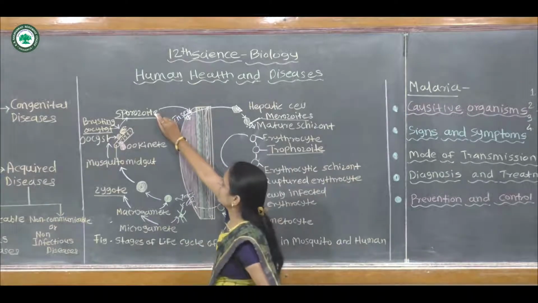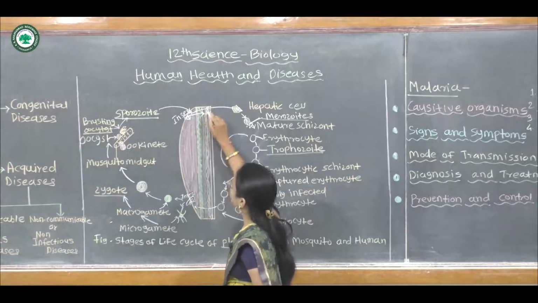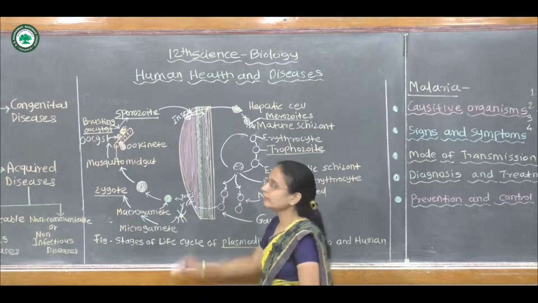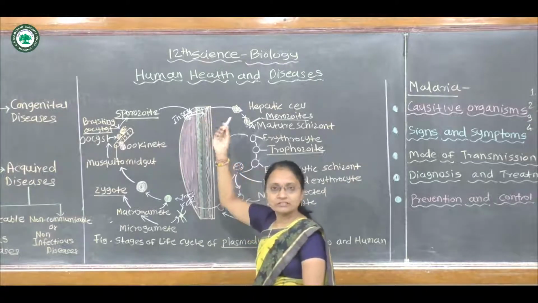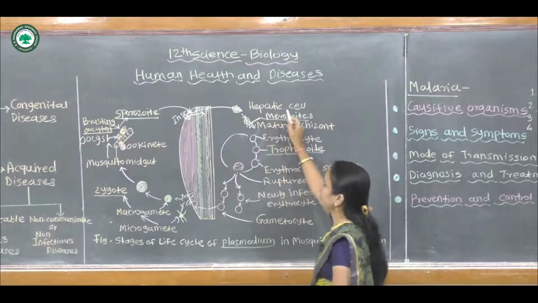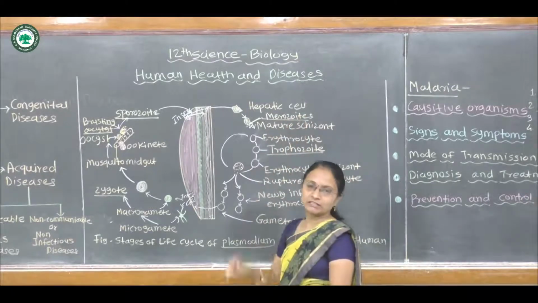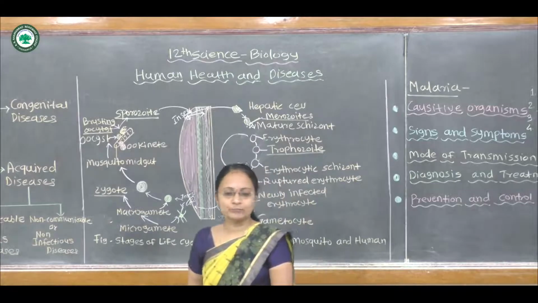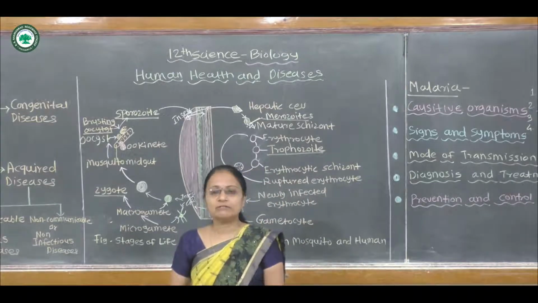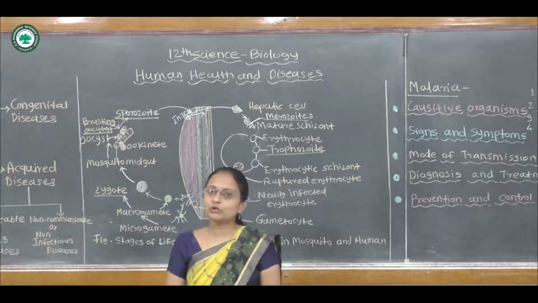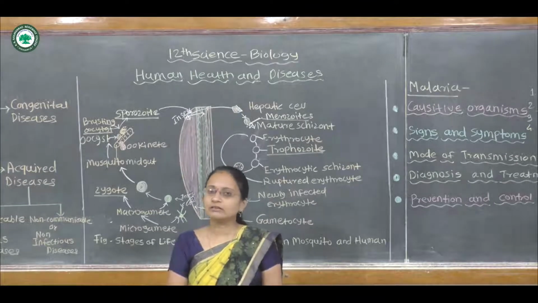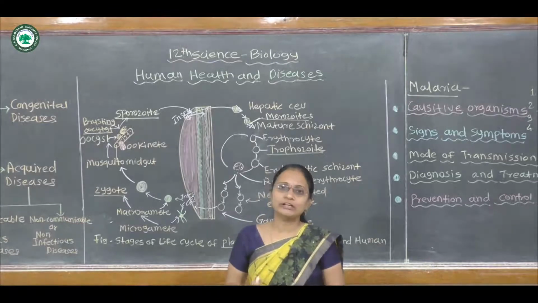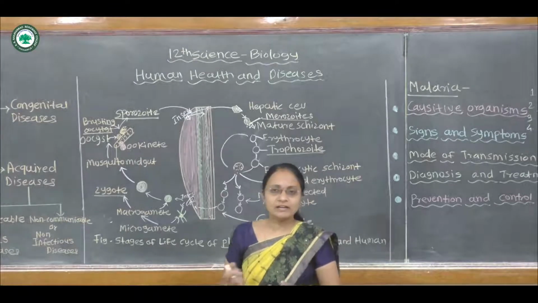Very firstly, through the insect bite into the human skin, these sporozoites are released. After the second stage, they infect the hepatic cells, meaning the cells present in the liver. They cause infection to the liver cells or damage the RBCs. They reach the liver, and due to their entry the liver may become enlarged.